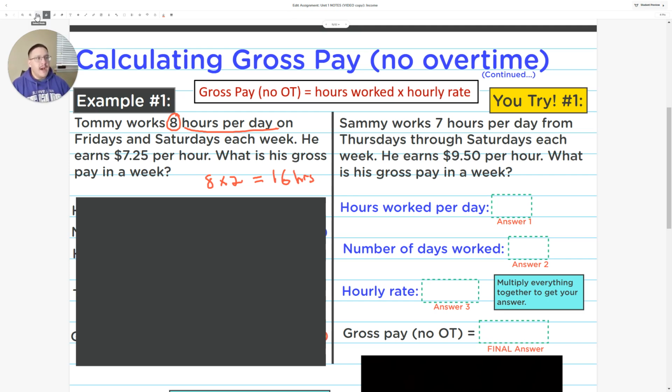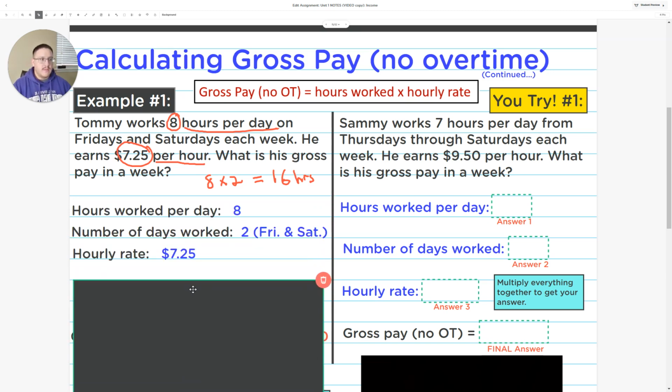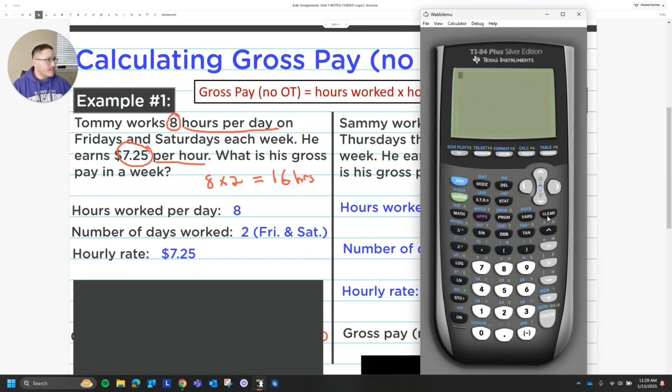Now, what is his wage for this example? We have $7.25 per hour. So we're going to take $7.25, multiply by 16, and then we will get the gross pay for that week. Okay? So 16 times 7.25 is $116. That's how much he made in gross pay for that week. Alternatively, you can just multiply all three of these numbers together. 8 times 2 times 7.25. You'll get the exact same thing, $116.